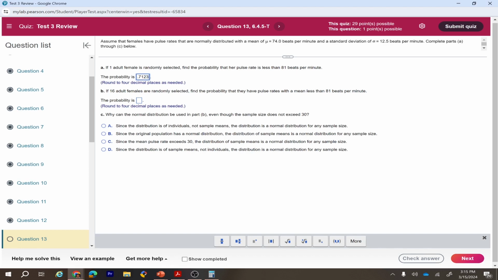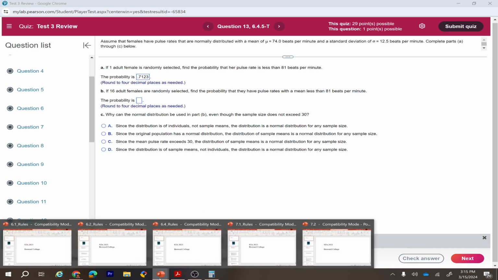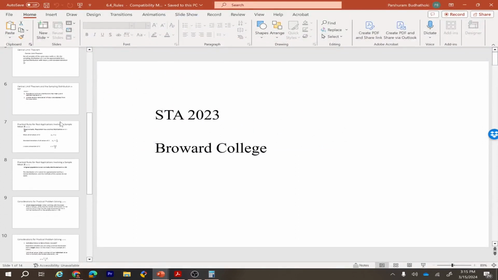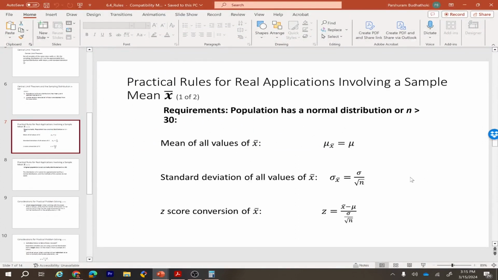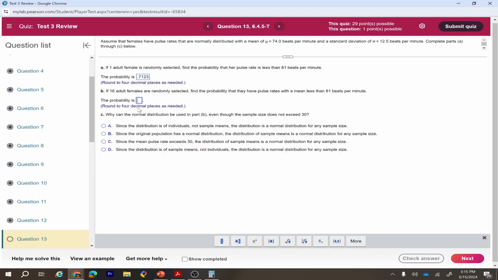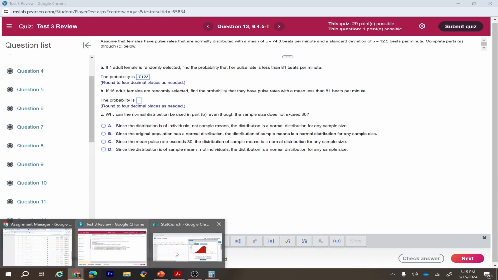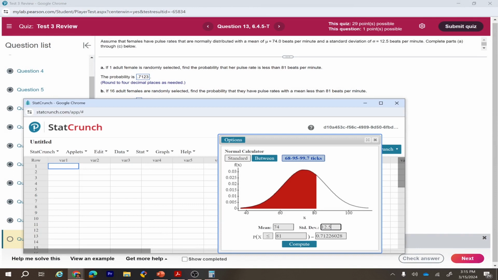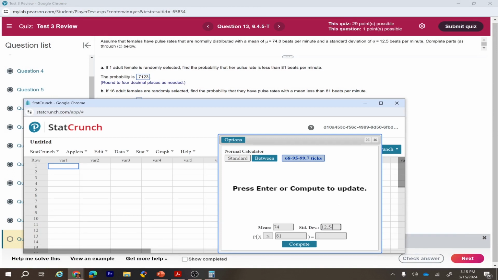Now to answer this next question, instead of one adult female, we are choosing 16 adult females. In this case, if you go to the 6.4 chapter, you can see that whenever you have a given sample, your mean would be the same as the original mean, but your standard deviation is the standard deviation of the original population divided by the square root of n, where n is the size of the sample. In this case, the sample size is 16, so when you go back to the same calculator, your standard deviation would be 12.5 divided by the square root of 16.